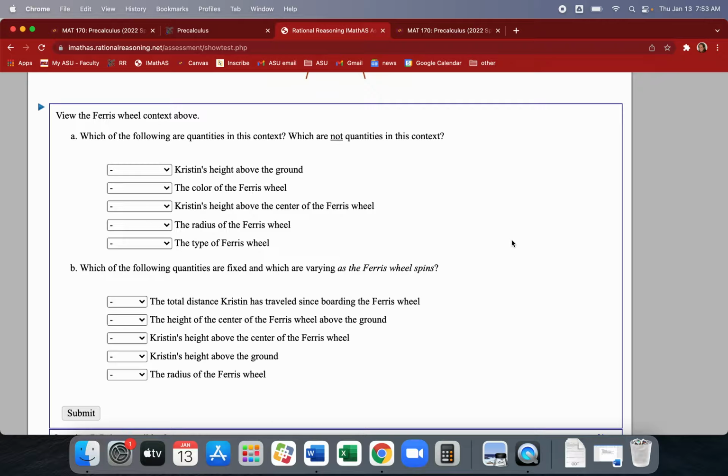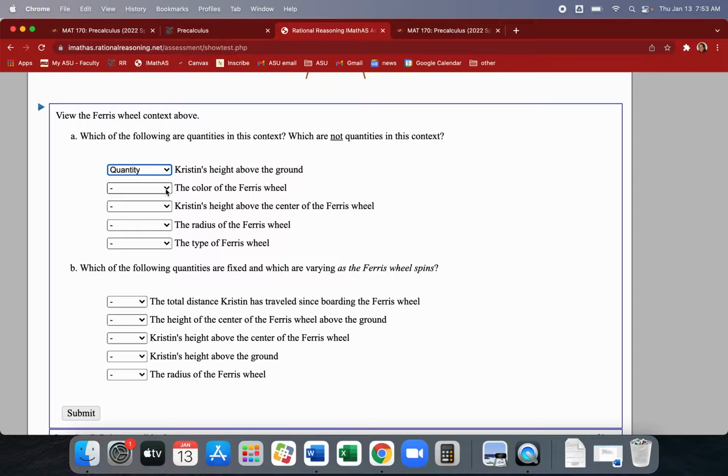Yeah, so quantities are aspects of a situation that we could measure and assign numbers to, some sort of measurement. So let's see. Height above the ground, quantity or not a quantity? Quantity, yeah. Height above the ground, we could measure that. Maybe in feet, maybe in meters, maybe in millimeters, whatever you want to measure it in. Some sort of length type measurement, linear measurement.